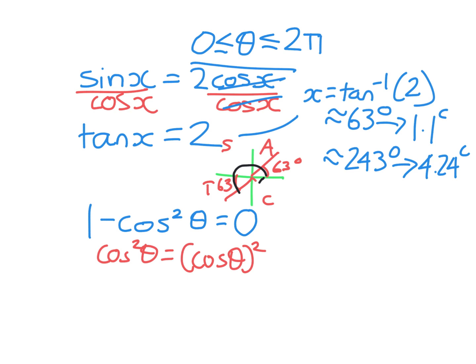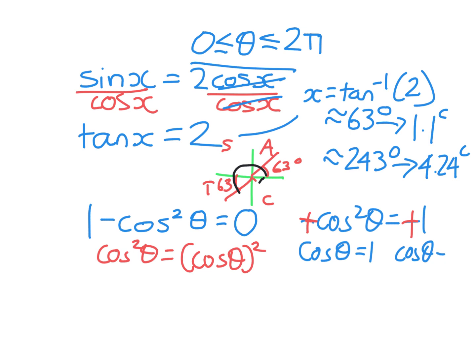So what we're going to do is subtract 1 from both sides. We get minus cos squared theta equals minus 1. Of course, you can change the sign of this side as long as you change the sign of that side. So we have cos squared theta equals 1. So that means cos theta will either be 1 or cos theta will be minus 1. So when does cos theta equal 1?